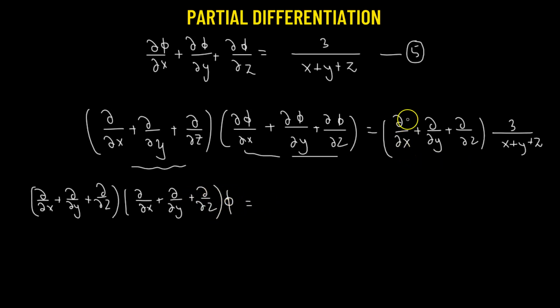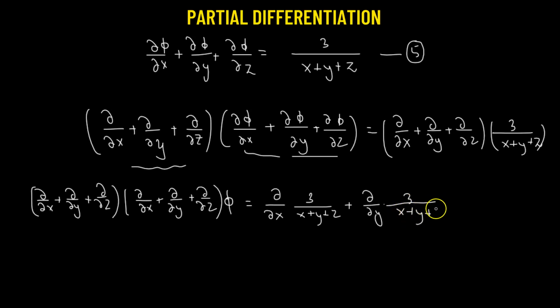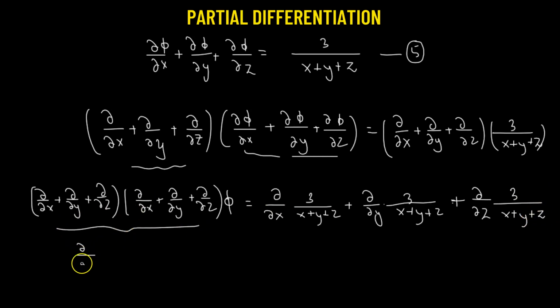So this will be equal to, now we'll apply the partial derivative of x on this particular function. Similarly, we'll apply partial derivative of y on the function and partial derivative of z on the function. That means we will have partial with respect to x operating on 3 over x plus y plus z, plus partial with respect to y operating on 3 divided by x plus y plus z, plus partial with respect to z operating on 3 divided by x plus y plus z. Right. Now this can be combined to give us partial with respect to x plus partial with respect to y plus partial with respect to z squared.